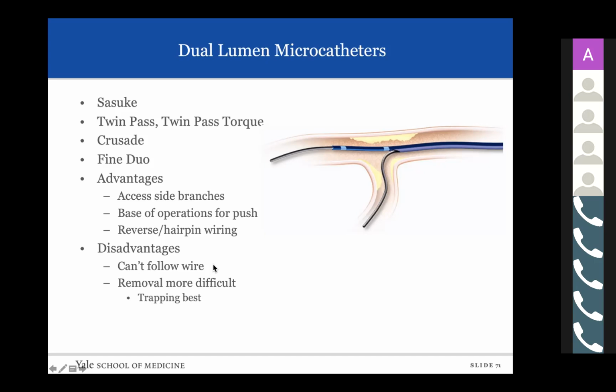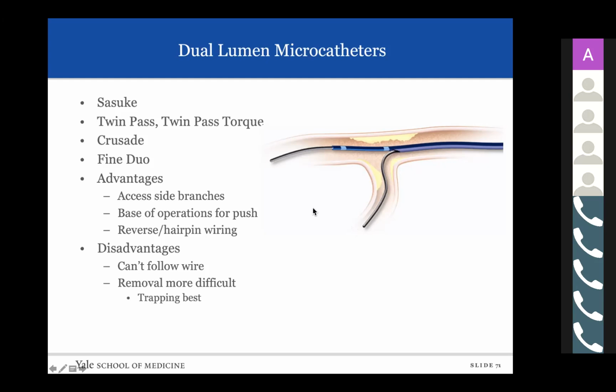The disadvantage is it's kind of tough to get out because you have one monorail and one over-the-wire catheter. And if you want to save both of those wires, you really need to trap it out. That's the best way to get this done. And if you're trying to wire this complex side branch, you can't follow it with a microcatheter. You actually have to trap out and put a separate microcatheter on that.